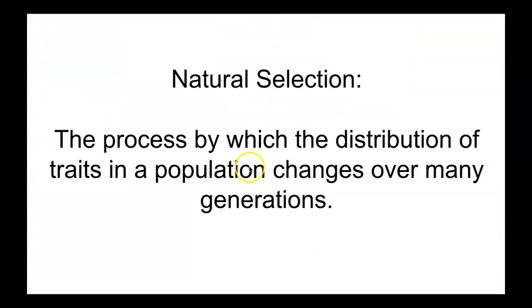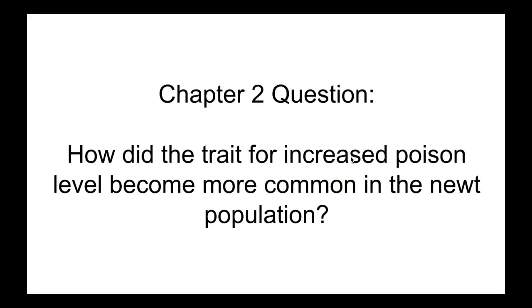What is natural selection again? It is the process by which the distribution of traits in a population changes over many generations. So our understanding of this now should be able to help us answer the chapter 2 question, which is how did the trait for increased poison level become more common in the newt population?